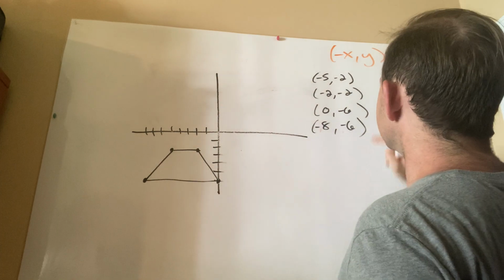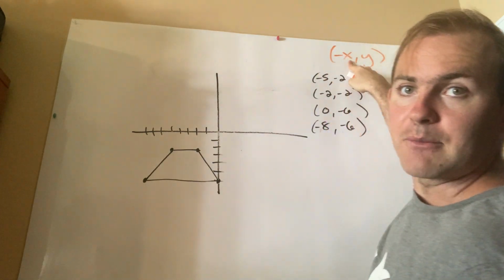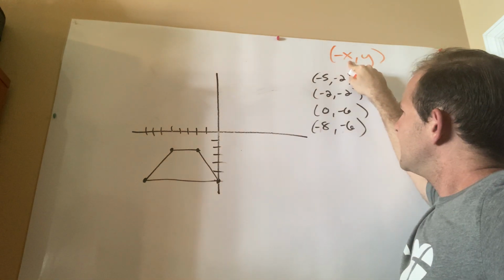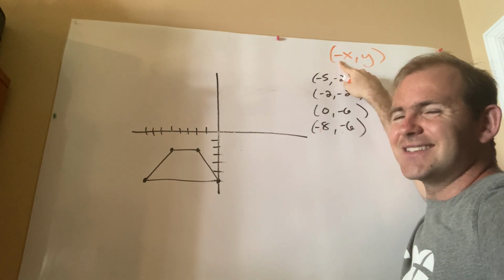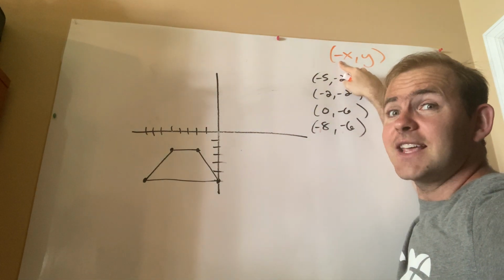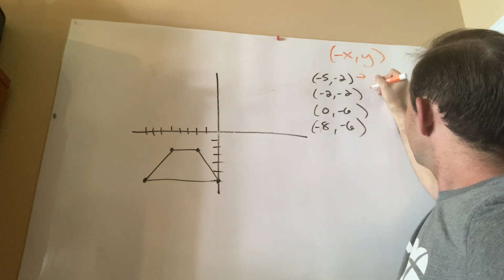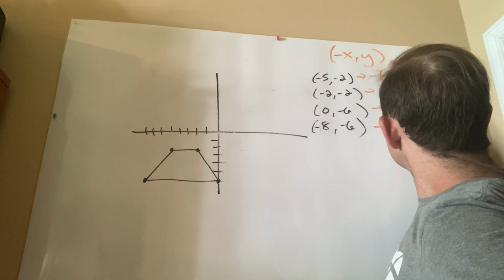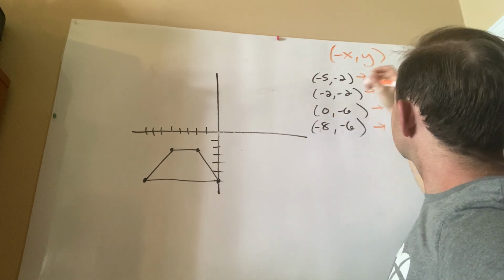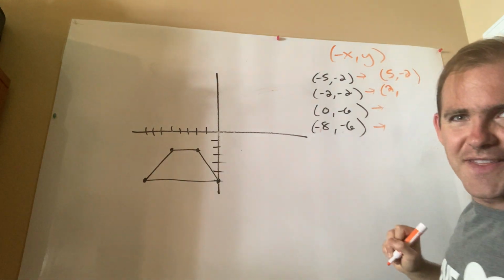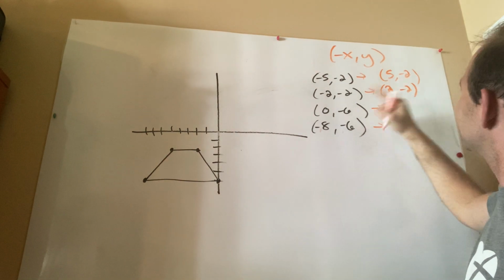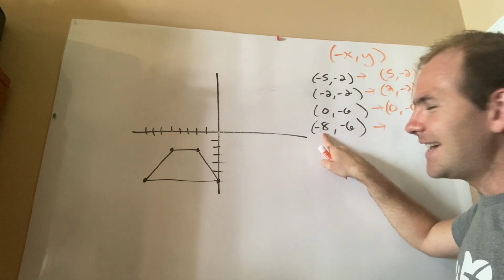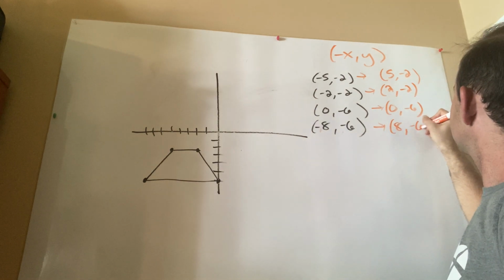So, if I wanted to do this using a coordinate rule, I would have to memorize this formula, negative x, comma y, for a y-axis reflection. And I have to understand what it means. This means simply switch the sign for the x values. So let's take a look at what happens here. If all I'm doing is switching the sign for the x's, that means instead of being negative 5, this is going to be positive 5. Instead of being negative 2, this is going to be positive 2. Instead of being 0, well, negative 0 is the same as 0, so this one actually doesn't change. And over here, instead of negative 8, positive 8.